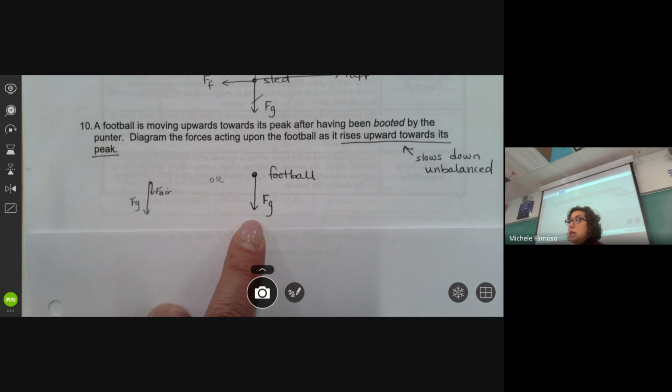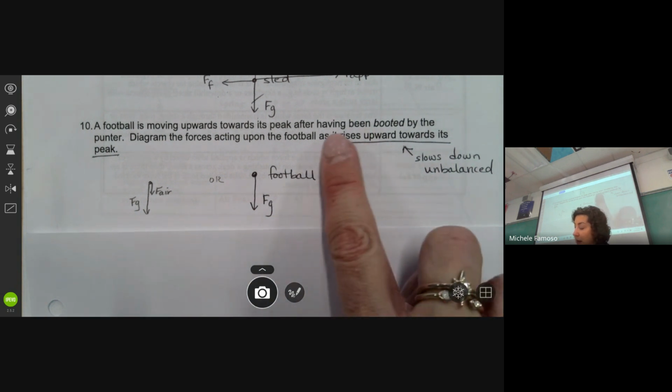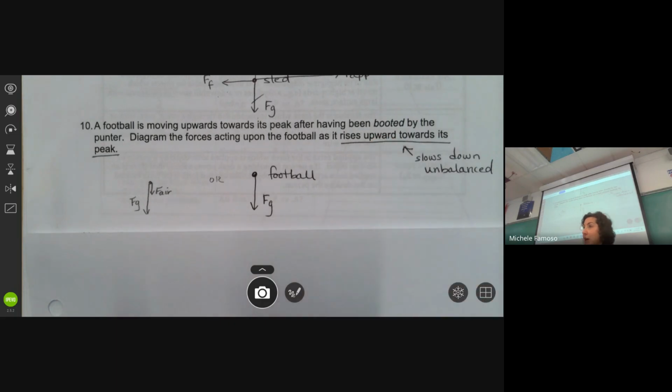That's it. If you drew an applied force, that's only going to be there when the football player is in contact with the ball. This has already been booted. You see that? It's after it was booted. You're not touching it anymore. So there's no applied force.